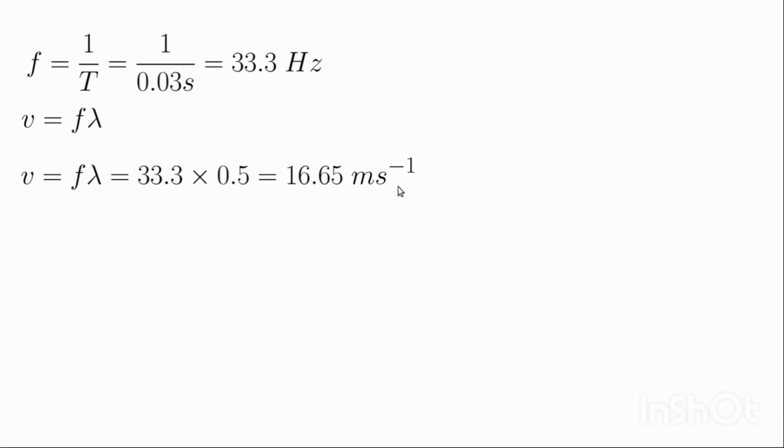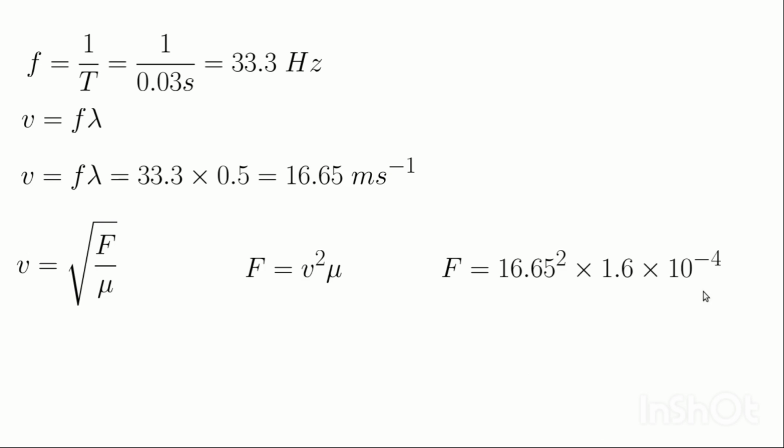Then finally, we're asked to calculate the tension in the string. To calculate the tension in the string, we use this formula, v equal to the square root of the tension over the mass per unit length of the string. We know this, which is this. We know this. We're asked to look for the tension. So we can make the tension the subject of the formula. It becomes v squared times μ. If we plug in our parameters here, we have this expression. And finally, our tension becomes 4.44 times 10 raised to the power minus 2 Newton.